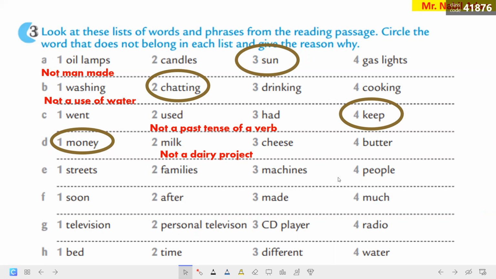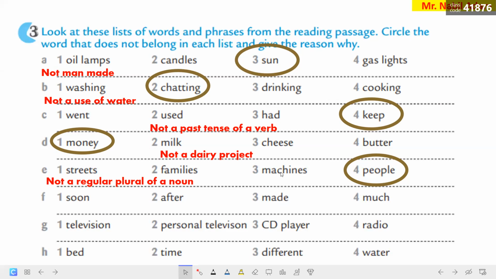Streets, families, machines, people. Here, people is different. Why? Because it is not a regular plural of a noun. Streets, families, machines are regular plural nouns. We add S to them. But for a person, the plural is people. People is an irregular plural, so you don't add S here.